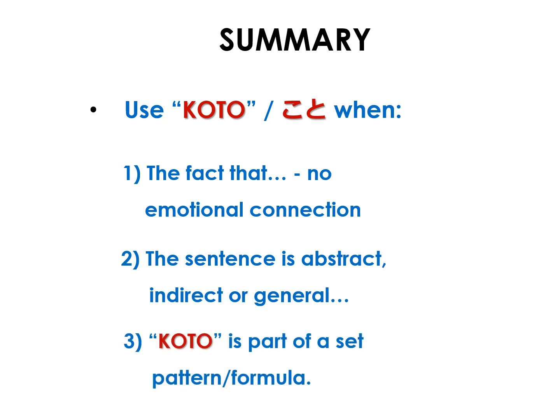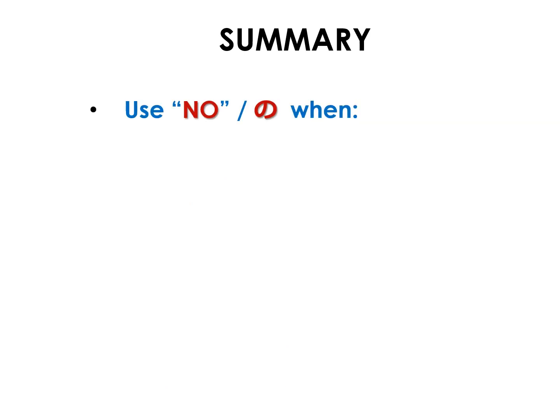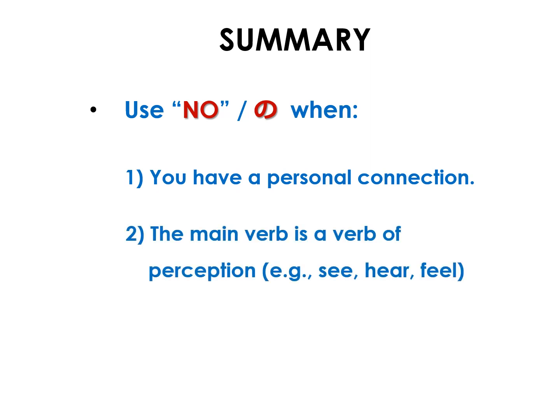You must also use KOTO when it is part of a set pattern or formula for verb conjugation, such as to express ability, experience, or occasional occurrence. We will cover these in future lessons. And you use no to nominalize when you want to express a personal or emotional connection to the sentence or clause you're nominalizing. You must also use no when the verb in the main sentence is a verb of perception, such as to see, hear, or feel. And you also need to use no when making emphatic sentences.